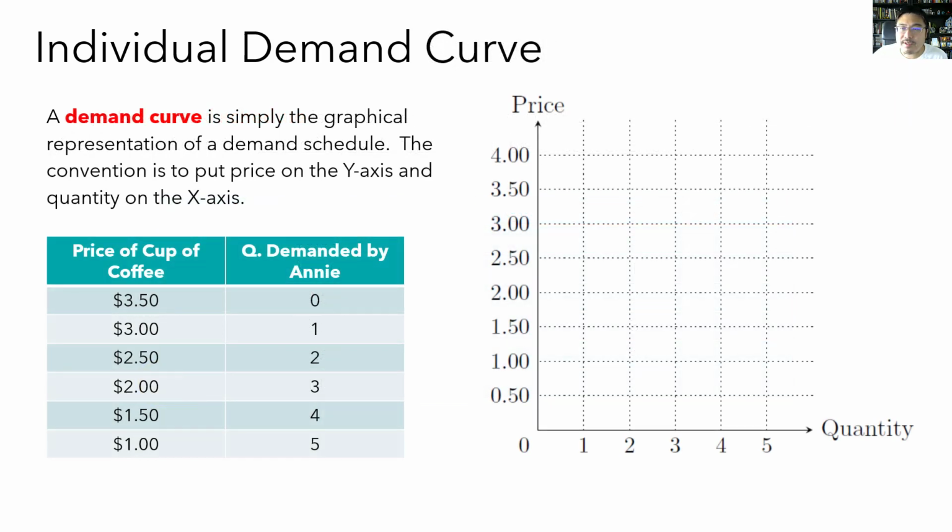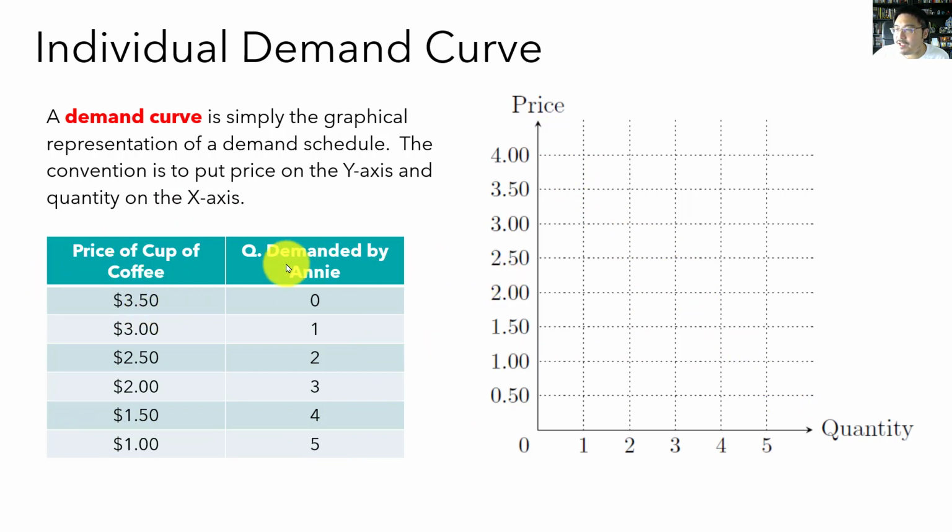Now, a demand schedule can also be represented visually by something known as a demand curve, all right? So a demand curve is simply the graphical representation of a demand schedule. And how we're going to do that is we're going to put price on the y-axis, okay? So that's the convention in economics, to put price on the y-axis. And we're going to put quantity on the x-axis, okay? And the demand curve is just going to trace out the information in the demand schedule onto this axis, okay? So let's do that, right?